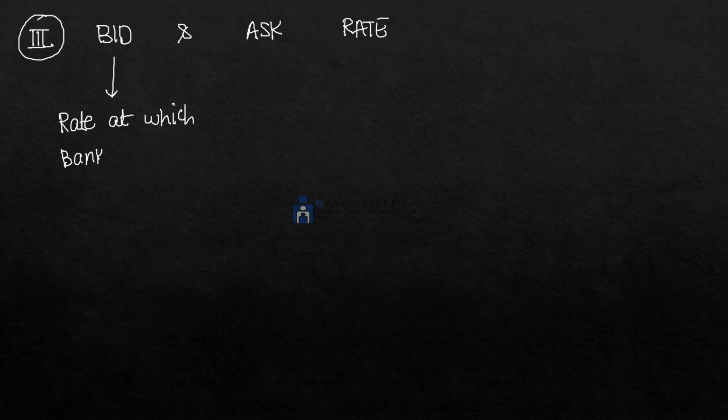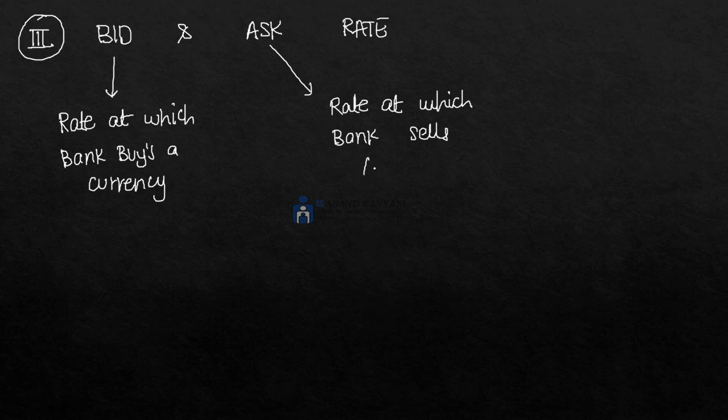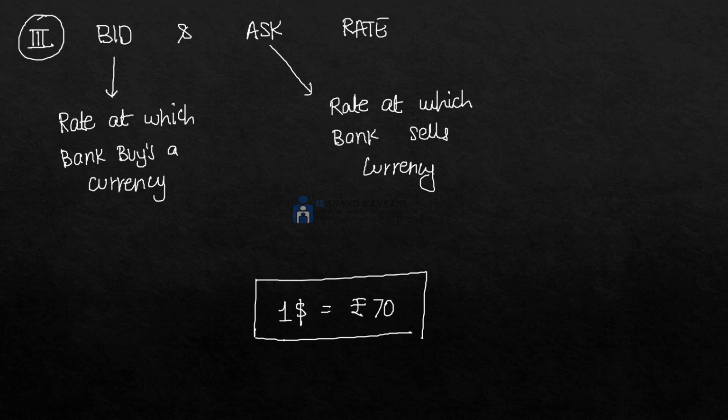Now let us understand the concept of bid and ask rate. Bid represents the rate at which the bank buys a currency, and ask represents the rate at which the bank sells the currency. Now which currency are we discussing? I just mentioned $1 is equal to rupees 70. Here the dollar is called the left hand side currency, and the rupee is the right hand side currency. Whatever bid and ask rate is given, it is always for the left hand side currency and not for the right hand side currency.